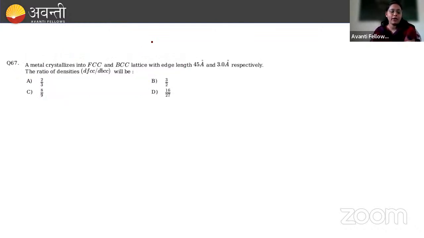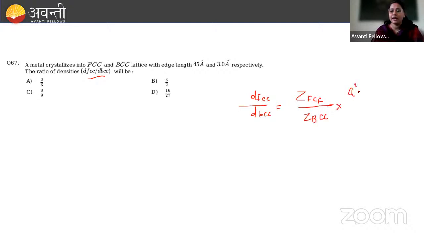Next, problem 67. You can see here, a metal crystallizes into FCC and BCC lattices with edge lengths 4.5 angstrom and 3 angstrom respectively. The ratio of densities, d_FCC to d_BCC, will be. So, you know, density of FCC divided by density of BCC. Here, which rule do we need to use? Density is equal to Z, the number of atoms in the FCC crystal lattice, divided by the number of atoms in the BCC crystal lattice, multiplied by a cube of BCC, right? This is our formula, and a cube of FCC.